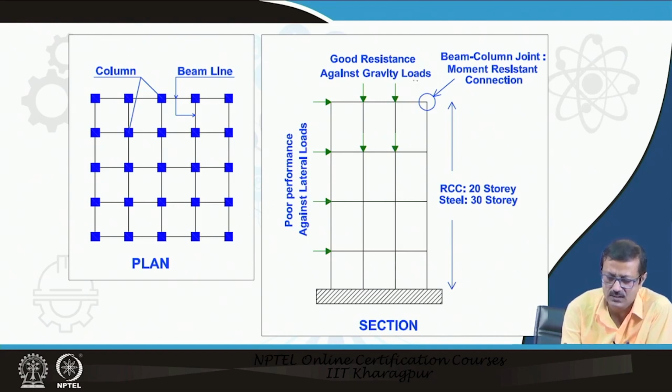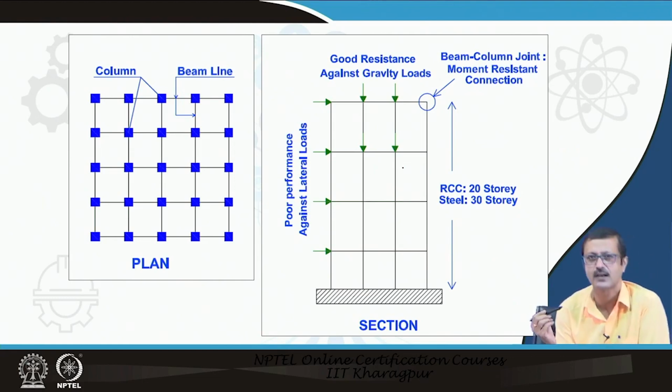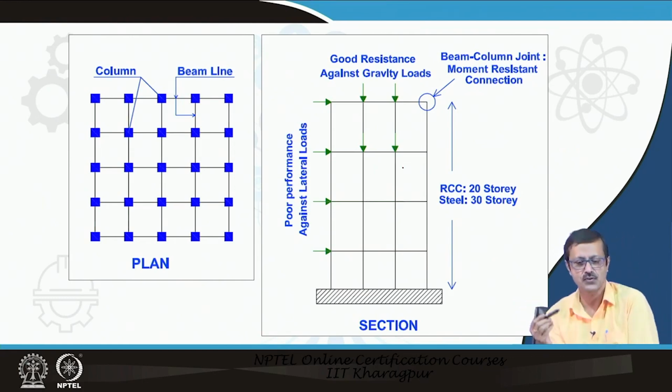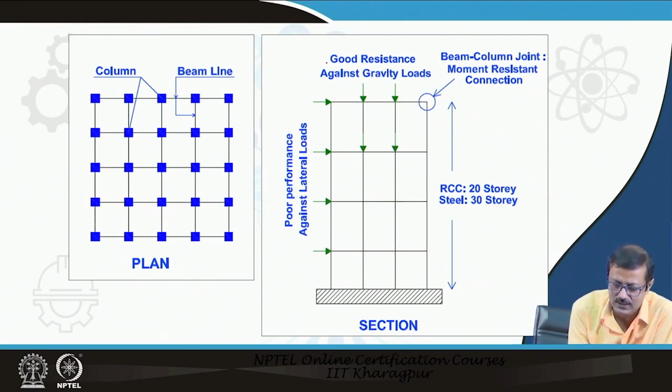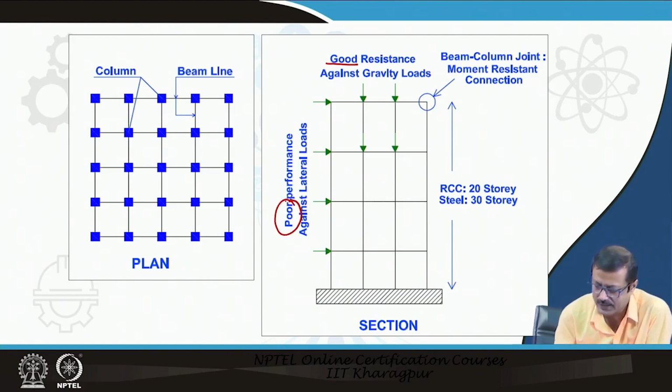So good resistance against the gravity load has to be taken care of by the columns, and the performance against the lateral load is taken care of by the beam. So I have written over here, it is a good resistance system for the gravity load, but it is very poor against the lateral load. That is why you cannot go higher.